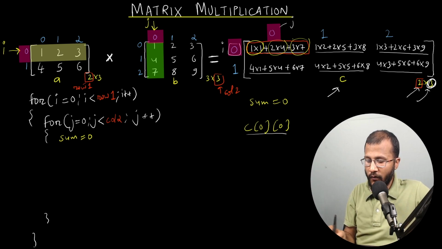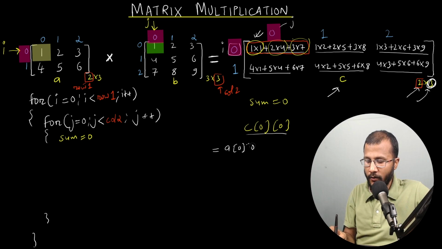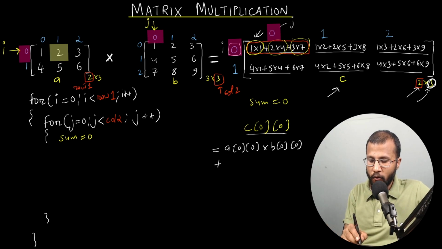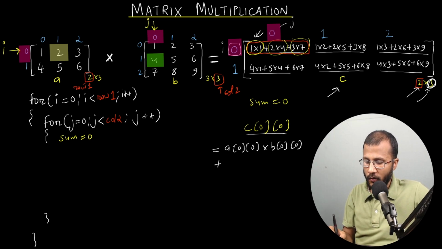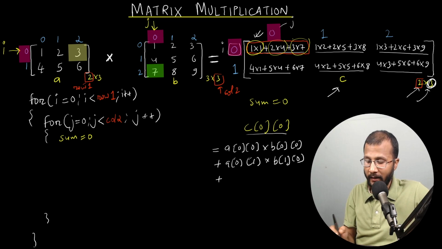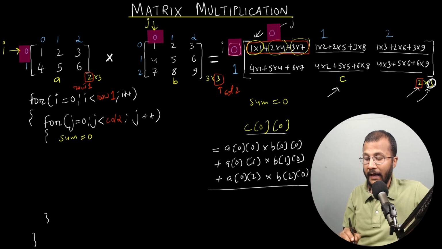So to get C0 0, first of all I multiply 1 with 1. This multiplication is nothing but A0 0, which is 1, times B0 0, which is also 1, so 1 times 1 becomes 1. Then I'll add that to the product of 2 and 4. How do I get 2? It is A01, and 4 is nothing but B10. And then finally I'll multiply 3 with 7. 3 in matrix A is nothing but A02, and I'll multiply that with B20, which is 7. So these are the series of multiplications I do, and then I finally add and get the value.